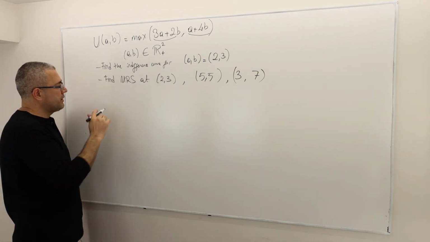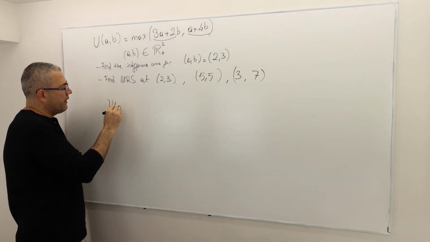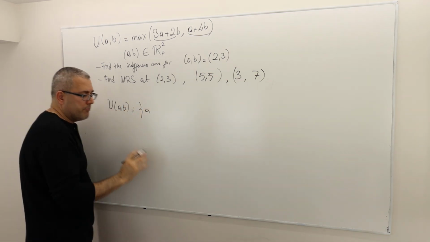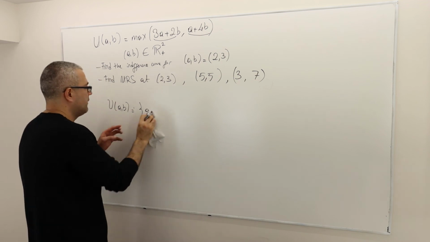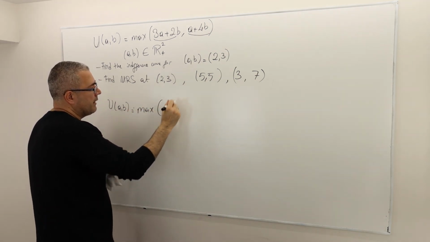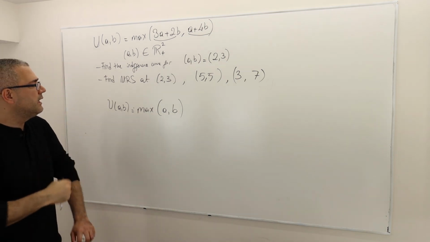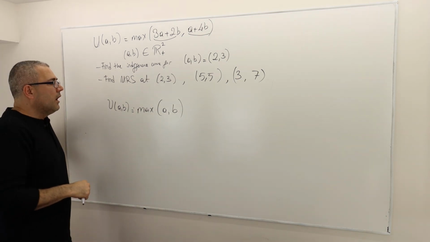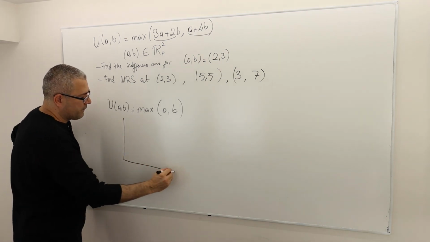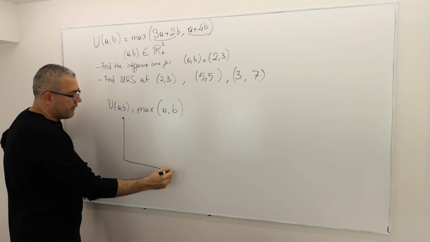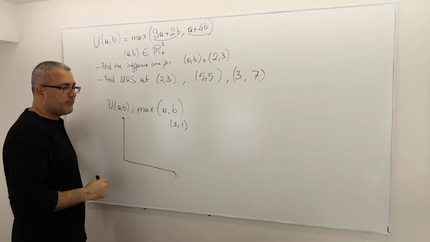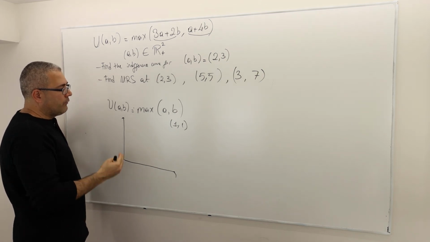So the simplest version is something like u(a,b) equals max of a comma b. This is probably the simplest version. You may try to draw this indifference curve, for example, the indifference curve for (1, 1). Well, simple. How do you draw it?